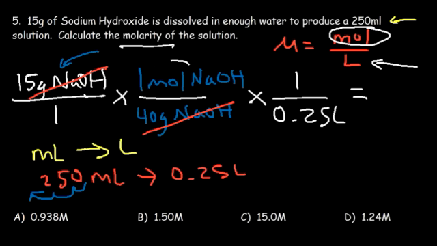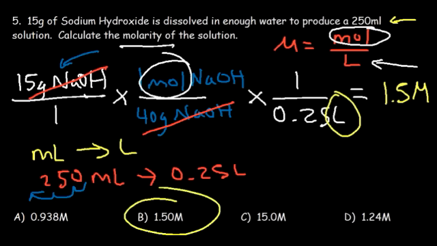So notice that we have moles on top, liters on the bottom, thus we have the molarity. So 15 divided by 40, and then take that result divided by 0.25, and your answer should be 1.5. So we have a 1.5 molar solution. Now, I'm going to calculate the same answer using formulas and equations.